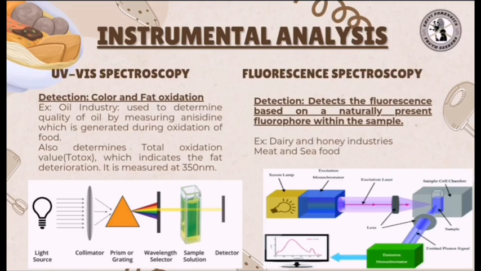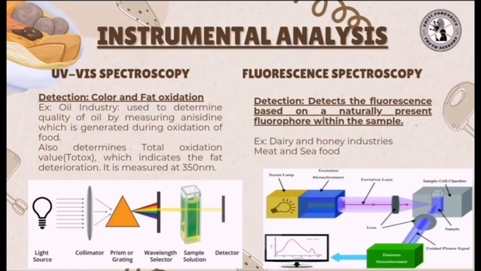To confirm the presence of any adulterant present in a sample, we need to use high-end instruments, which we're going to talk about now. The first one is UV visible spectroscopy. As we all know, it is based on the principle of Beer-Lambert's law. This instrument can be used for the detection of color and fat oxidation products.